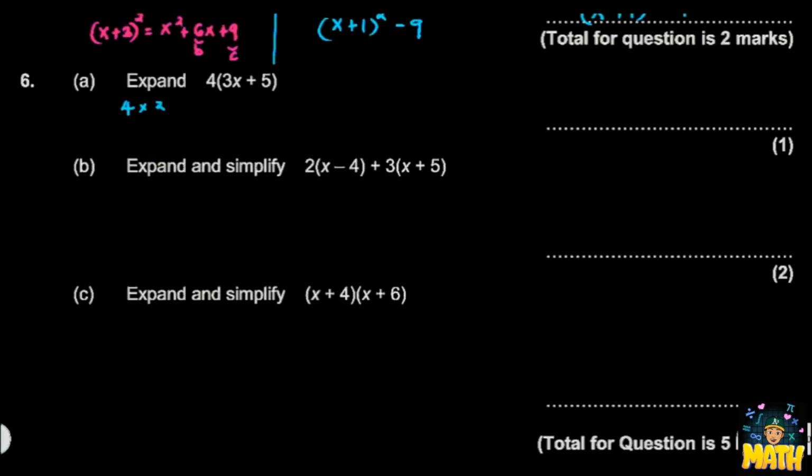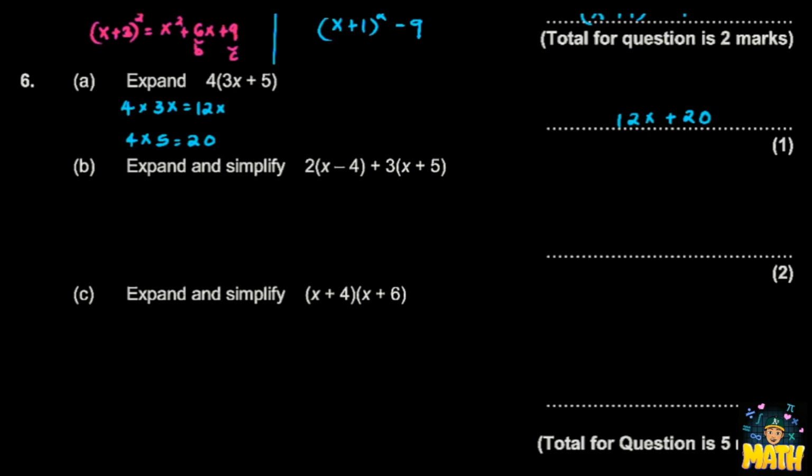Expand that. So expanding means multiplying the number outside the brackets with everything that is inside the brackets. So 4 times 3x to get 12x, and then 4 times 5 to get 20. So that will be 12x plus 20.